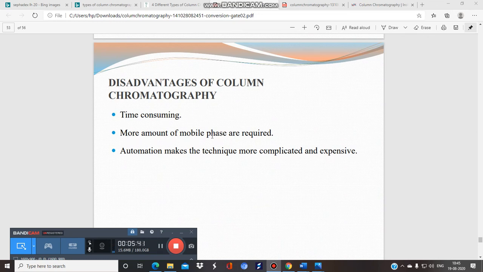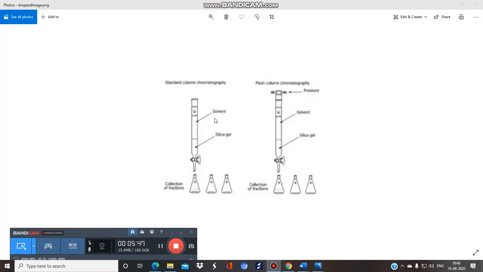More amount of mobile phase is required. Yes, it requires mobile phase in larger amount. Okay. So please see the difference between standard column chromatography and flash column chromatography. In general sense, the standard column chromatography is also known as the gravity column chromatography, because in this the separation is achieved only by the gravitational force.